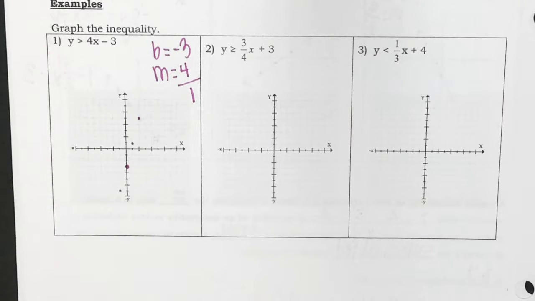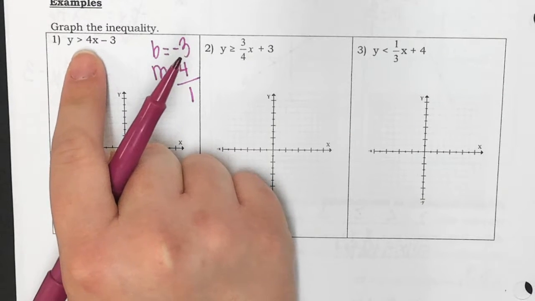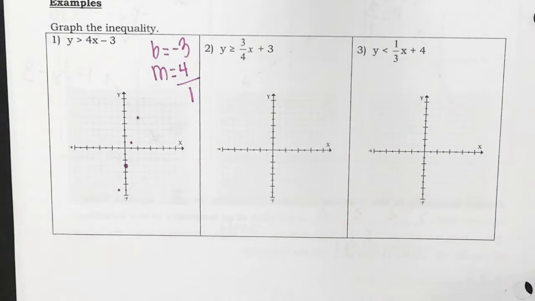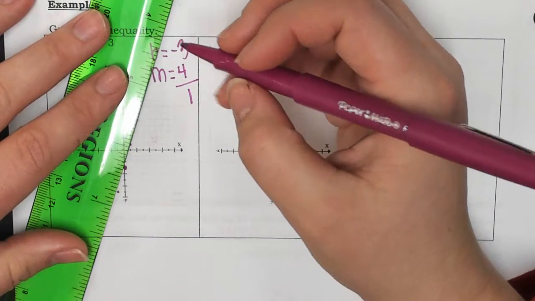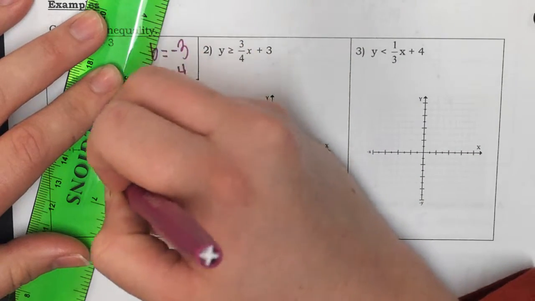The only difference now is when you draw your line. I have a less than. So what kind of circle does that mean? Open or closed? Open circle. So that means I'm going to use a dashed line. So when you're doing this, make it dashed.